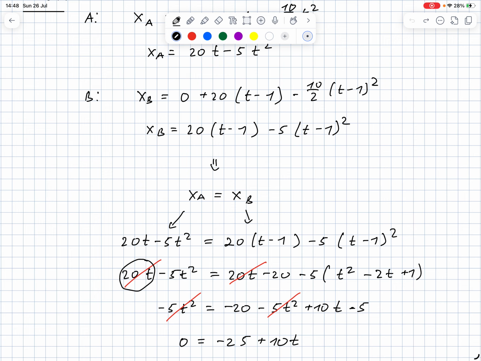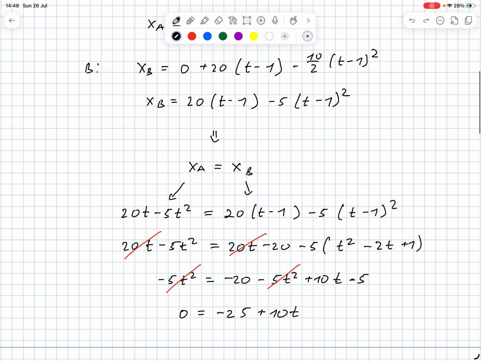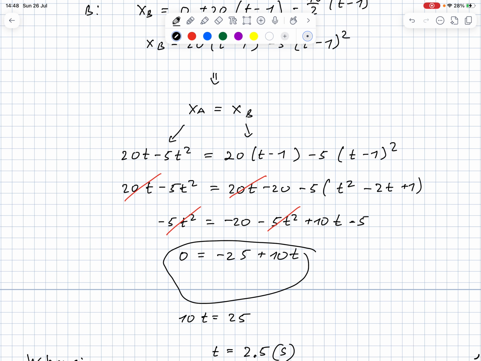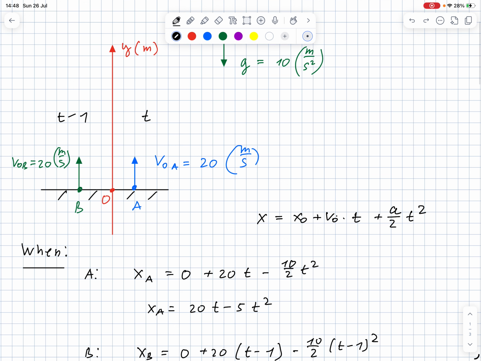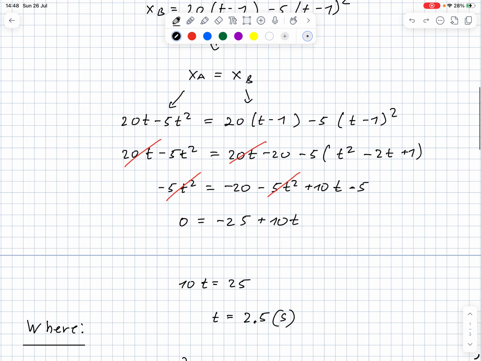From the left we have minus 5 times t squared, but when we open those brackets, we can see that we can also cancel out minus 5 times t squared from the left and the right of the equality. And finally, this expression will give us the time for object A, because we calculated t, not t minus 1. This is the time it takes for the first object, object A, to meet object B at the same position.